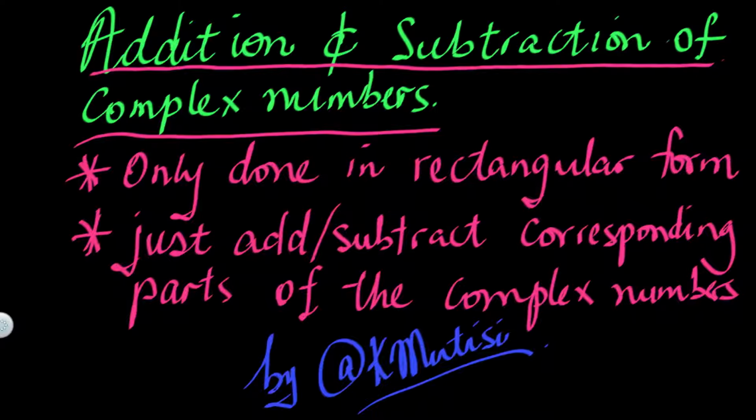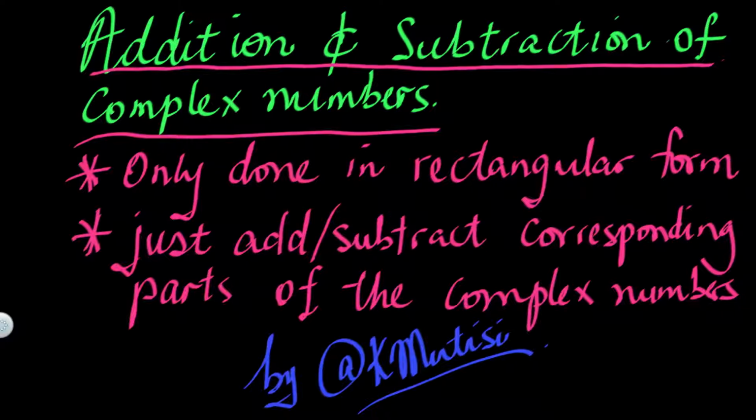The addition and subtraction of complex numbers is one of the easiest mathematical operations that you can do. Please take note of this. You can only do the addition and subtraction of complex numbers in rectangular form. This means that if you are given complex numbers in polar form, you have to convert them to rectangular form before you do the addition and the subtraction.